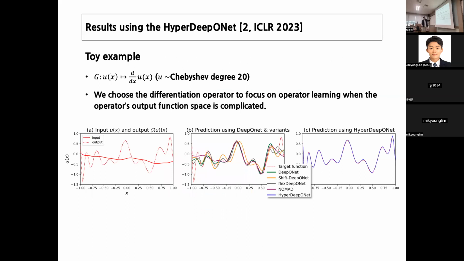So here is one quick example. If we want to find an operator from u to the derivative of u, then DBONet and other variants have a limitation in approximating this complicated target function. But using our model, we can approximate this complicated target function very exactly.